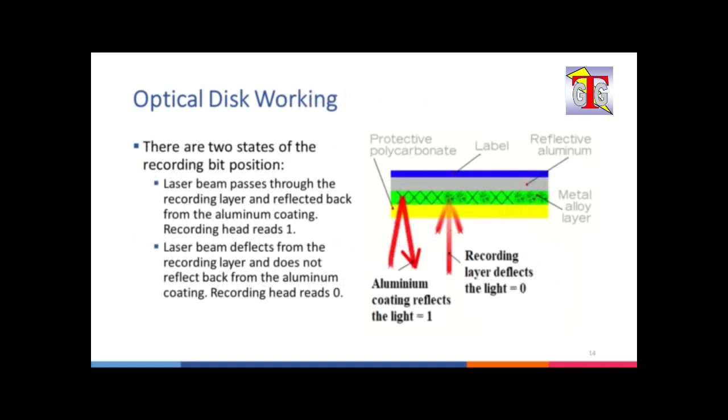Now let's see how optical discs work when they are being read. There are two states of the recording bit position. At one status of the recording bit position, the laser beam directly passes through the recording layer to the aluminum coating underneath, as seen in the figure. The aluminum coating then reflects the laser beam to the recording head, and the recording head reads it as a 1.